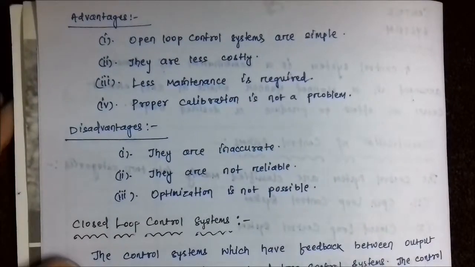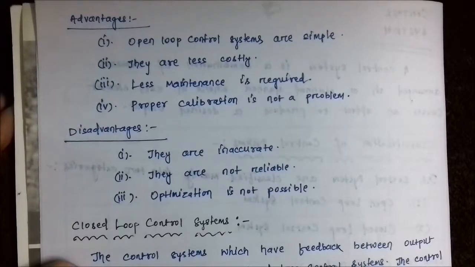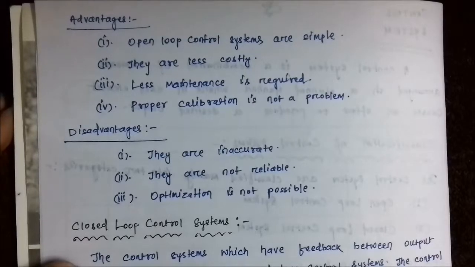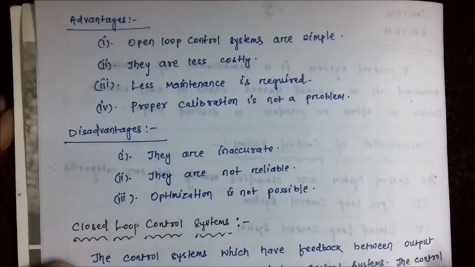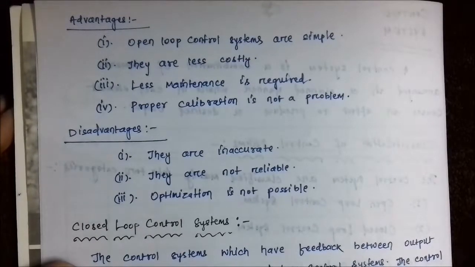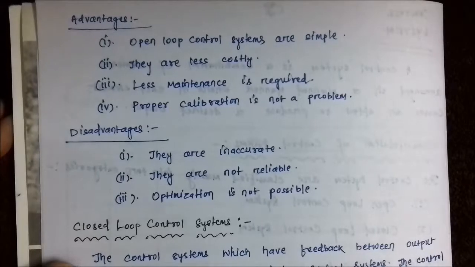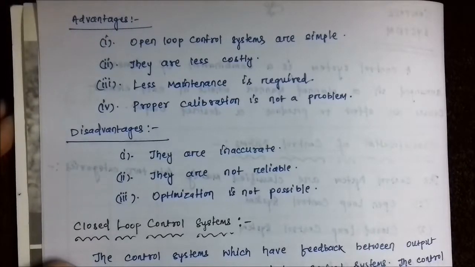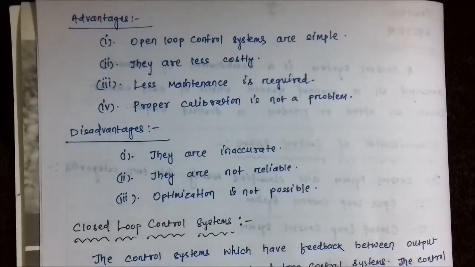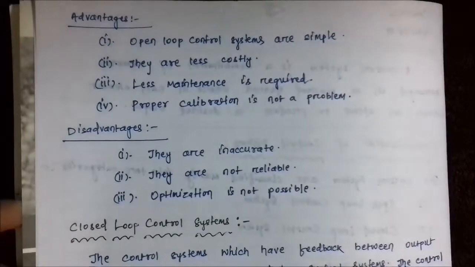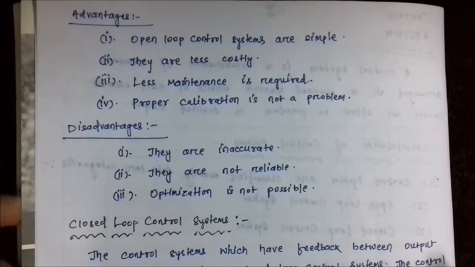The disadvantage is that as the human factor is involved, there is a possibility for inaccuracy, errors are going to happen. There are chances of errors because the human factor is involved, and wherever the human factor is involved, there are possibilities for error. And obviously as they are inaccurate, as there are high chances of the occurrence of error, they are not reliable. Another disadvantage is that optimization, that is achieving a balance between the maximum possible output with the minimum possible input, is not possible in case of open loop control system.